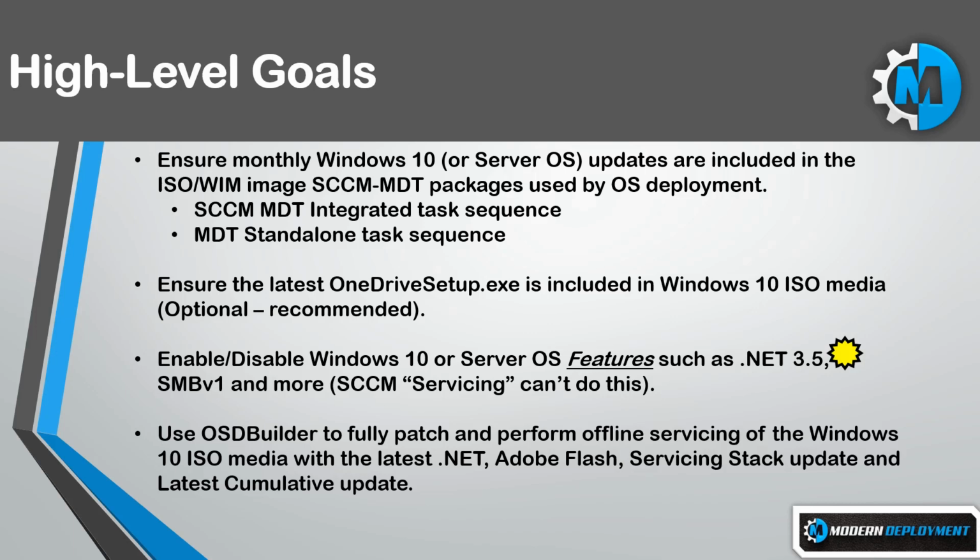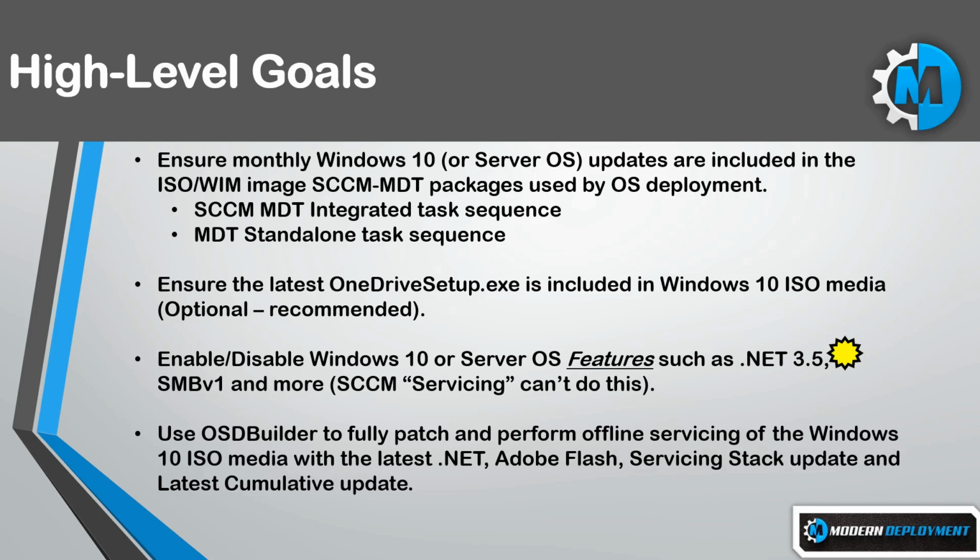So within SCCM, you have the option to right-click on the media and choose Service Updates. That's just installing the cumulative updates. It does not have the ability to enable .NET or disable SMB version 1, etc. This PowerShell module actually has that functionality built into it and more.